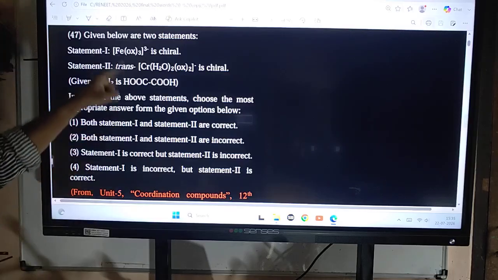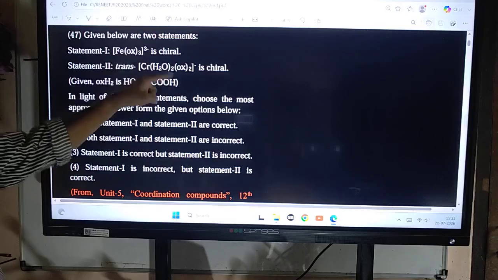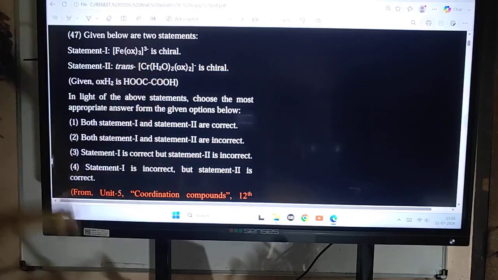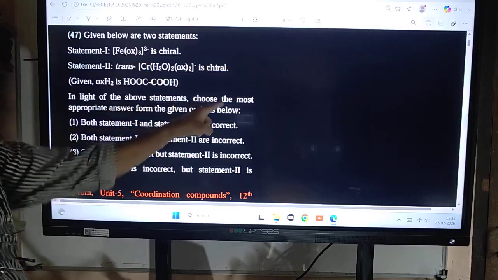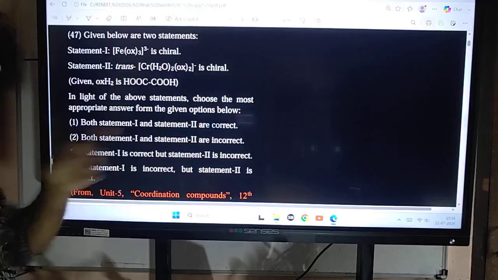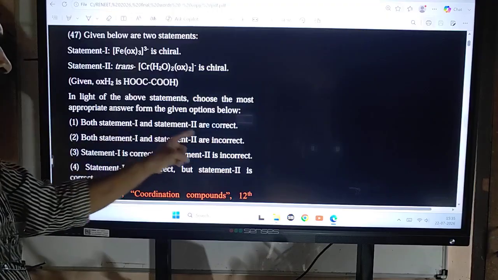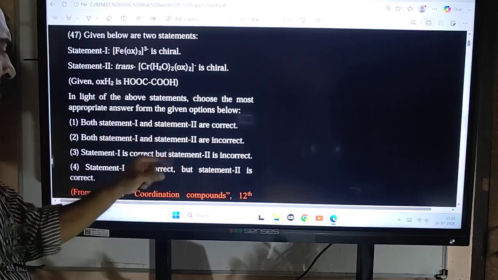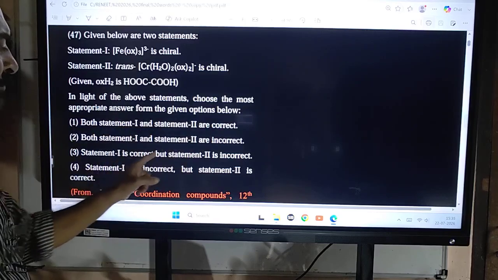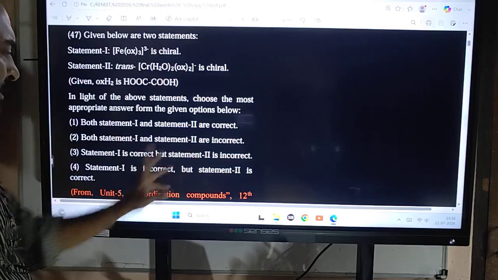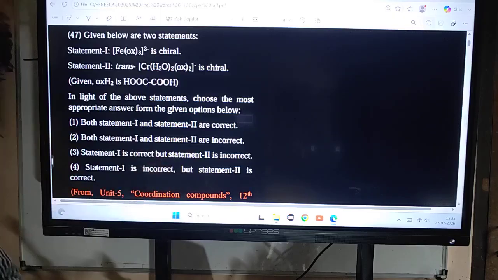So in the question they mean we have oxalate ligands, bidentate oxalate ligands. In light of the above statements, choose the most appropriate answer from the given options below. Both statement 1 and statement 2 are correct. Both are incorrect. Statement 1 is correct, but statement 2 is incorrect. Statement 1 is incorrect, but statement 2 is correct.